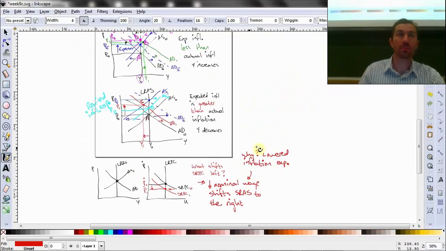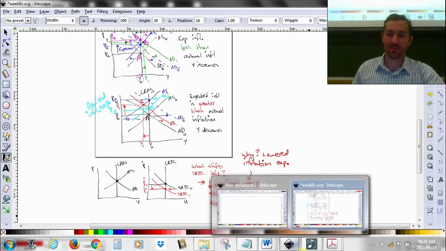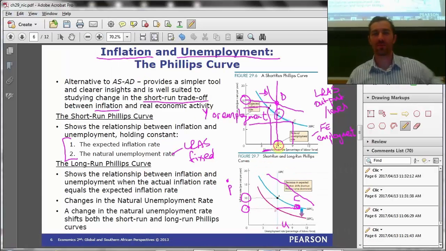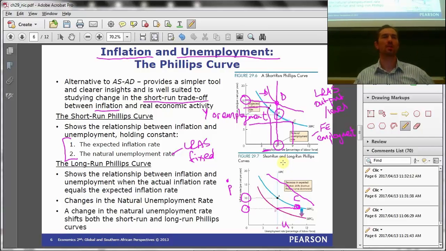Is that big enough? Sure. Okay, everyone happy? Anyone unhappy? No? It's 8:30 in the morning and everyone's happy. It's great. Okay, so that essentially concludes our discussion on the Phillips curve.